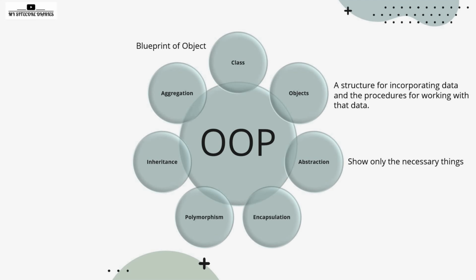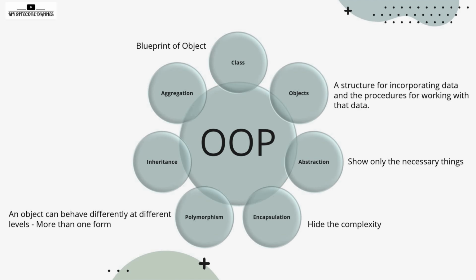Abstraction is nothing but showing only the necessary things. There is no need to show everything to the external world, or to whoever is using that object. You do not have to show everything to them, so show only the necessary things. Encapsulation is basically hiding the complexity. Don't show what you are doing in the methods or procedures to the other object which is trying to use it. Hiding the complexity is nothing but encapsulation.